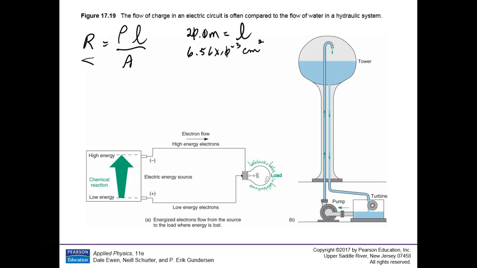Now, just to get an idea of what we're talking about here, a centimeter is about the width of your little fingernail. And a thousandth of that would be if you slice your little fingernail into a thousand equal pieces. Don't do it. But if you did, that would be a thousandth of a centimeter, and then you take that and multiply it by itself. That's a really small cross-sectional area, okay?